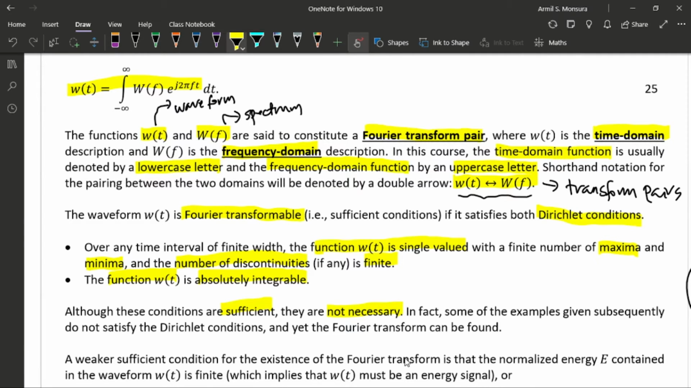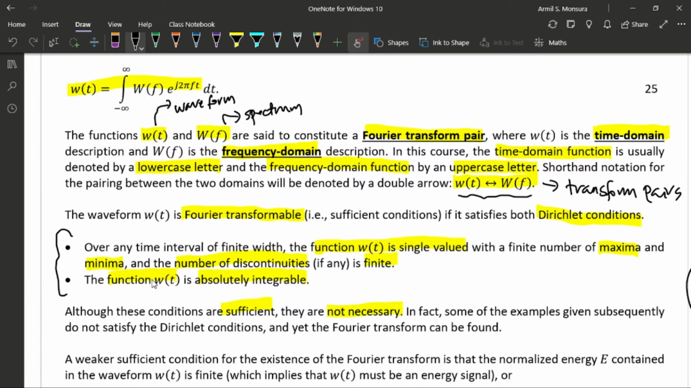Although these conditions are sufficient, they are actually not necessary. Which means that there are some waveforms that do not satisfy the Dirichlet conditions, but we can actually find the Fourier transform. Actually, these two conditions are consistent with the conditions that make up a practical waveform.